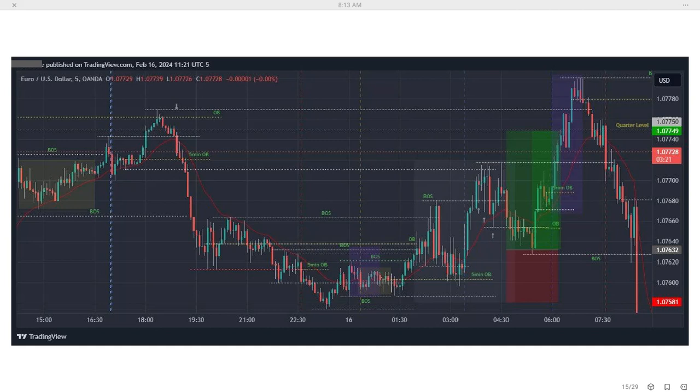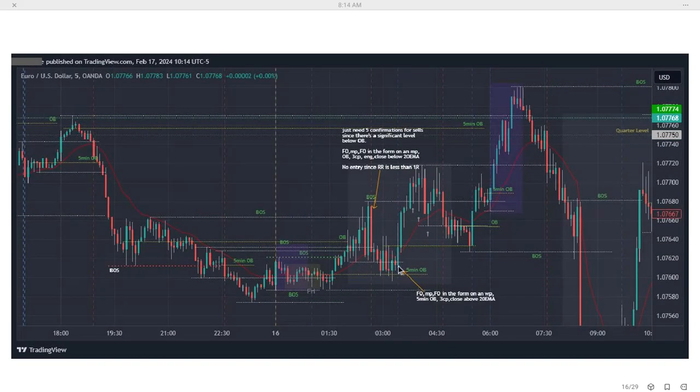Whilst if there's no confirmations of sells from this point on forward, I'll just look for a W pattern or a 3 candle pattern at a significant level. Now, this is what I was looking at to enter this trade. In this case, I only need 5 confirmations, mainly because of this level above the order block.